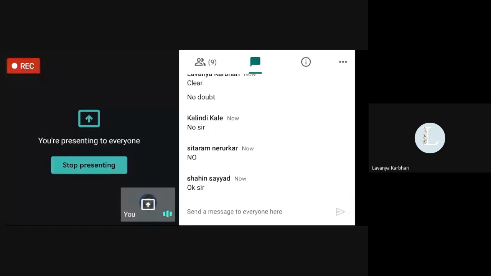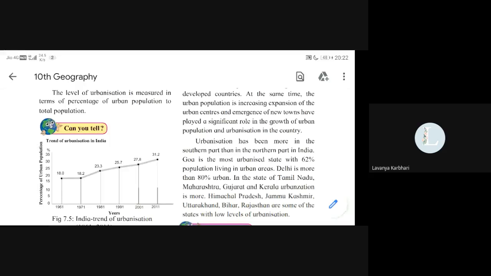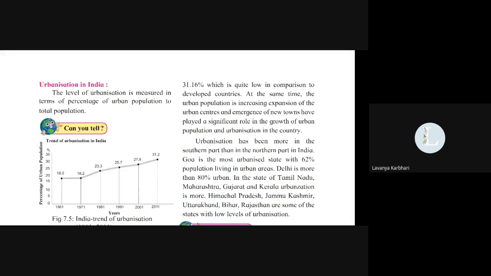That is urbanization in India. Okay, the level of urbanization is measured in terms of percentage of urban population to total population.